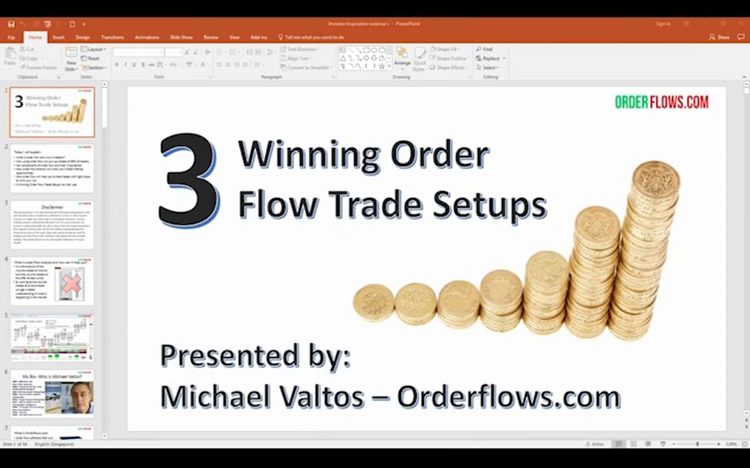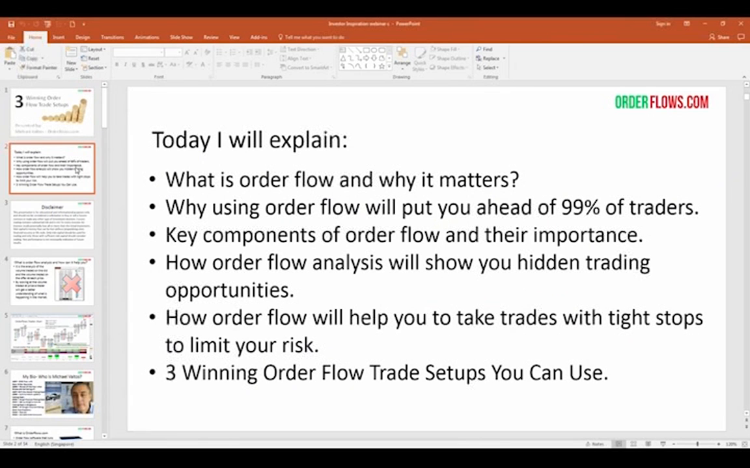Now, there's a lot of discussion nowadays about order flow, what it is, why it matters. So, what I'm going to cover today is what is order flow and why it matters. Why using order flow will put you ahead of 99% of the other traders out there. Key components of the order flow and their importance.